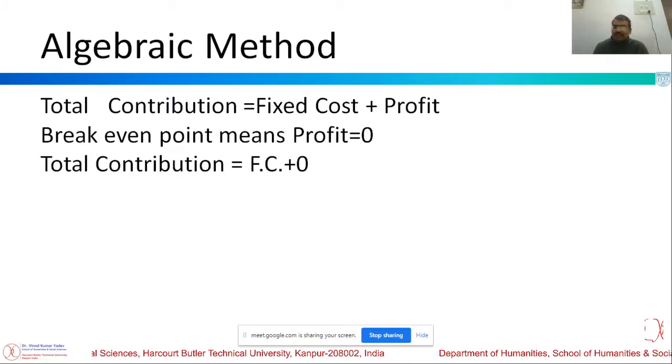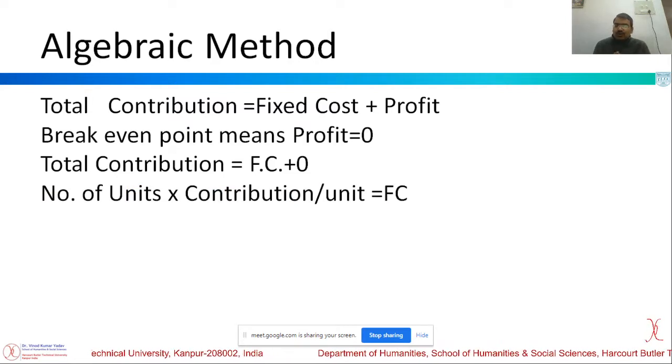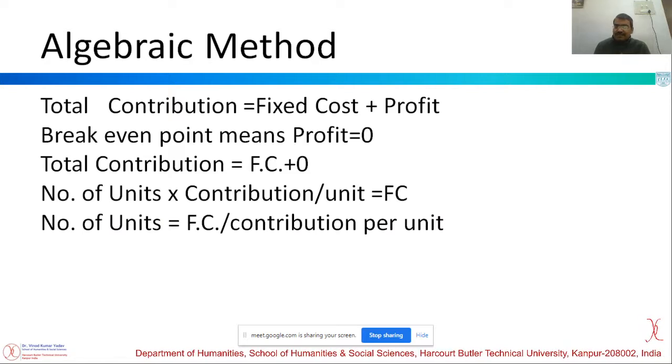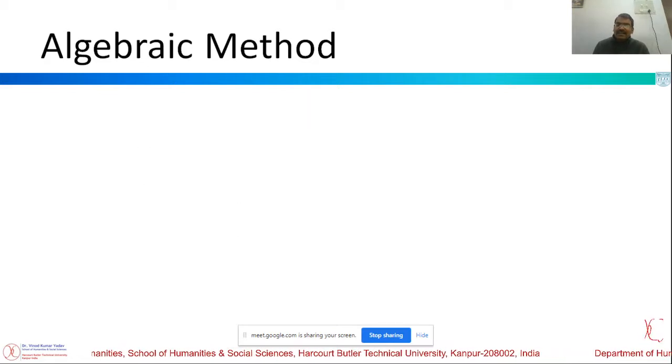So the total contribution for X number of lots of production equals the fixed cost, right? Number of units multiplied by contribution per unit is equal to fixed cost. This is very simple. Now you want to find the number of units for break even, so it can be fixed cost divided by contribution per unit. Now you can very easily understand and go this way.